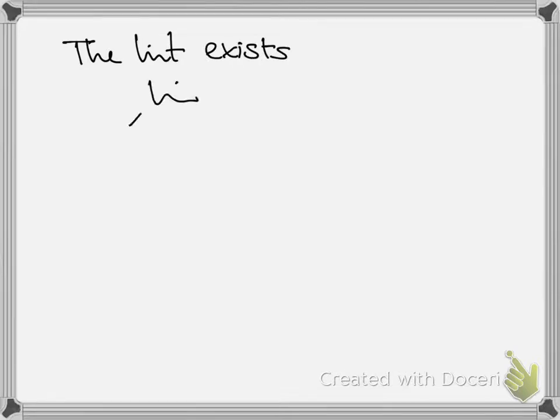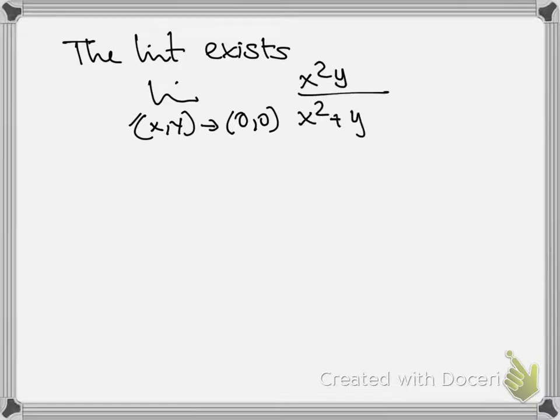And so the limit as (x, y) goes to 0 of x squared y over x squared plus y squared is equal to 0.